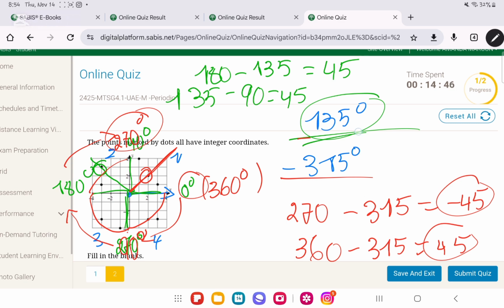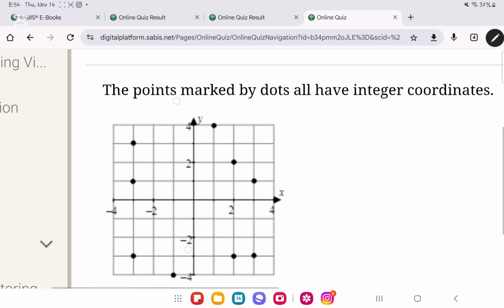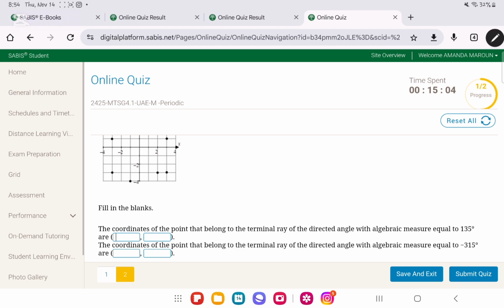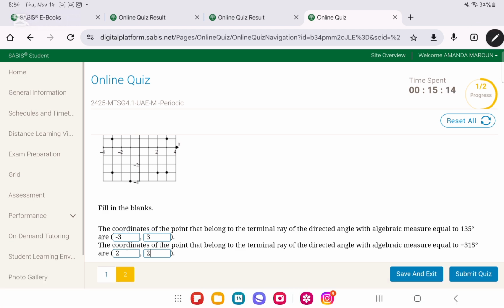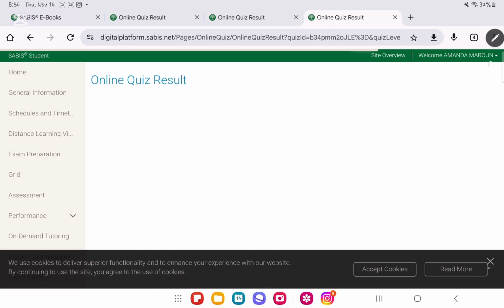So the point for 135 degrees is this point over here, which is minus 3, and then the point for the minus 315 degrees is this point over here, which is 2. So here is minus 3, 3, and here is 2 and 2. So if we are going to submit and check, just remember in part 1, in number 1, part B was wrong, okay? Like that, we have correct answers.